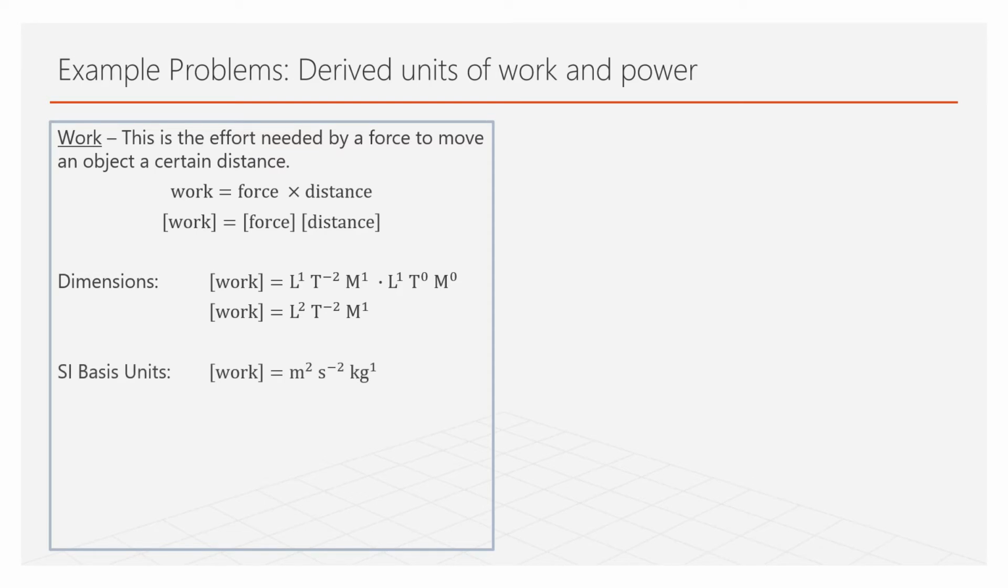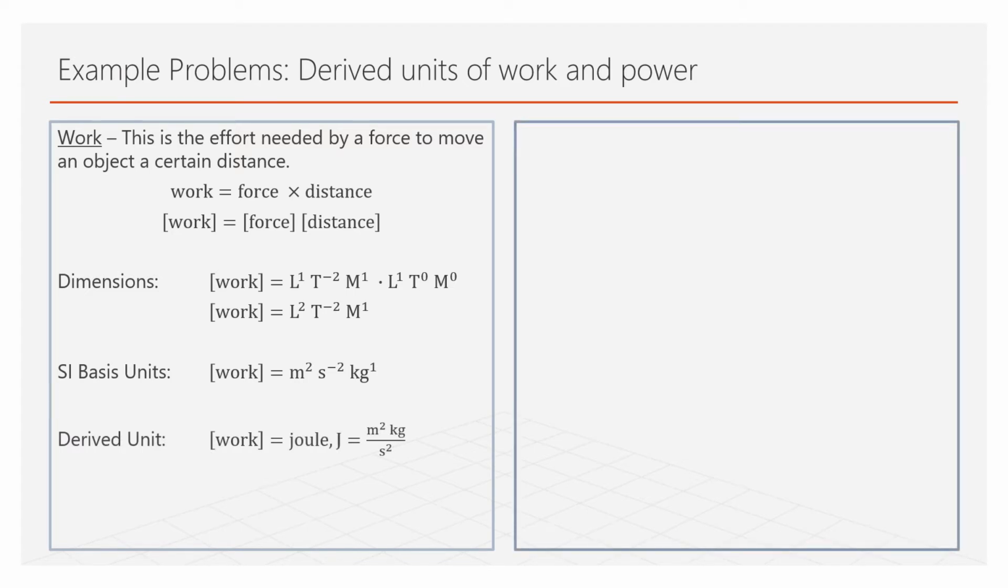Then, to get the SI basis units of work, we replace length with meter, time with second, and mass with kilogram. And we get that the SI basis units of work are meters squared per second squared times mass. In honor of Joule for his contribution to science, we call that combination of basis units the joule, or J for short. So a joule equals meters squared kilogram per second squared.